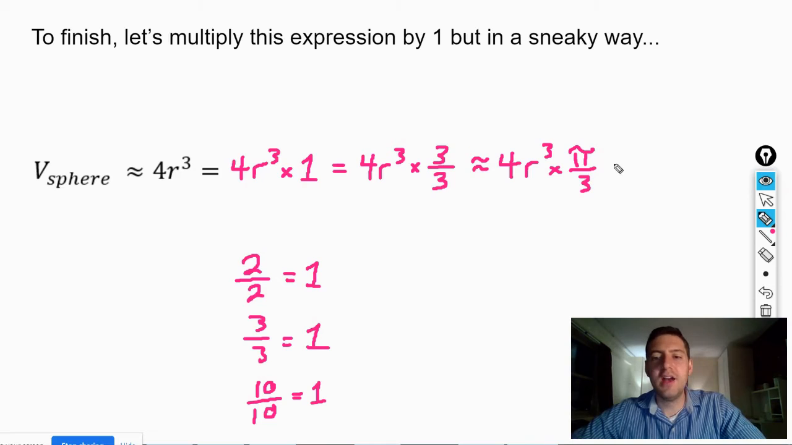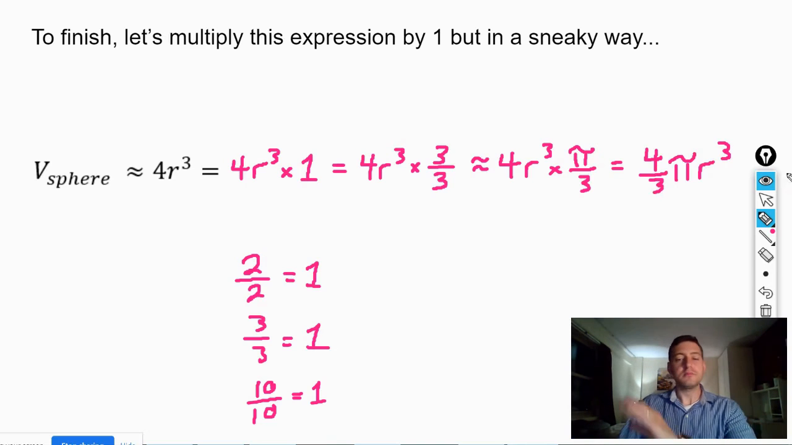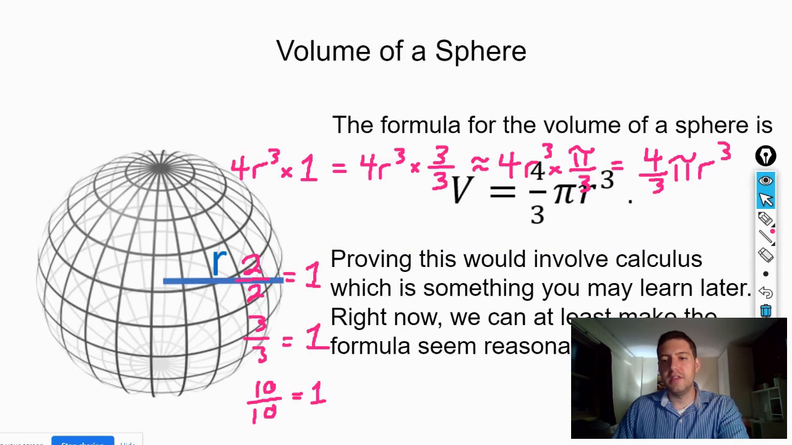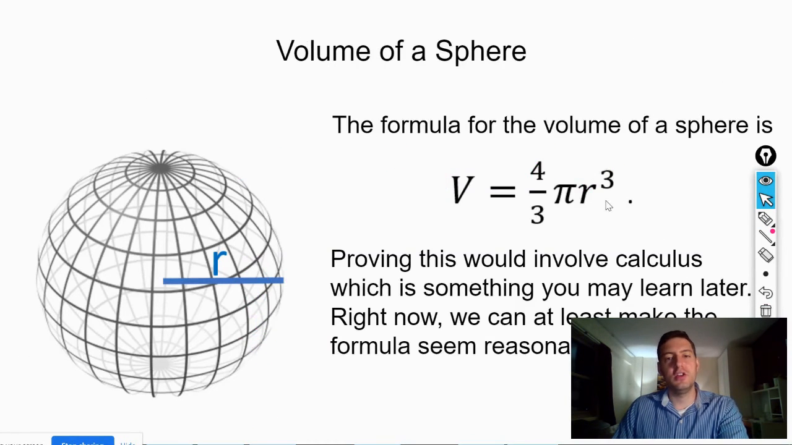All right? And now we can just rearrange a little bit. This expression is equivalent to 4/3 times pi times the radius cubed. All right? Which is exactly the same expression that you saw in the beginning of this video, 4/3 pi r cubed.